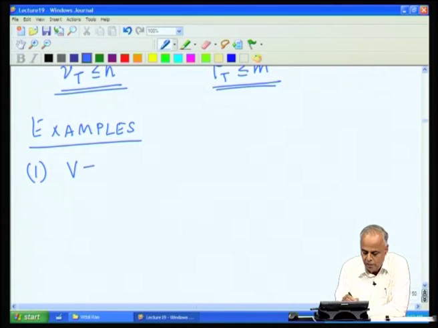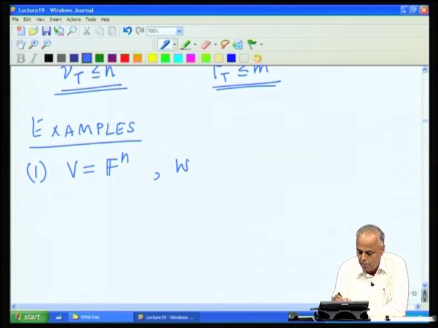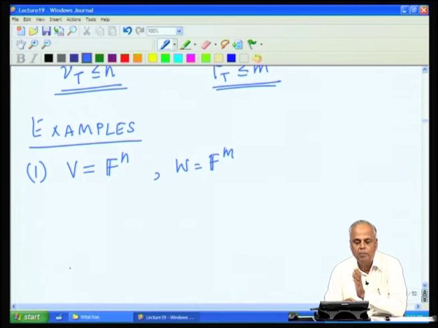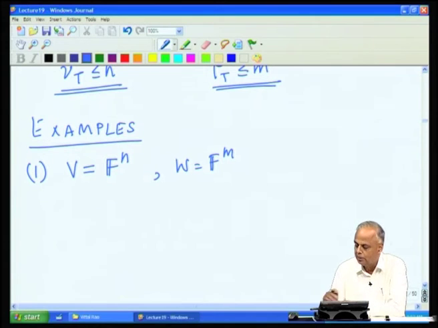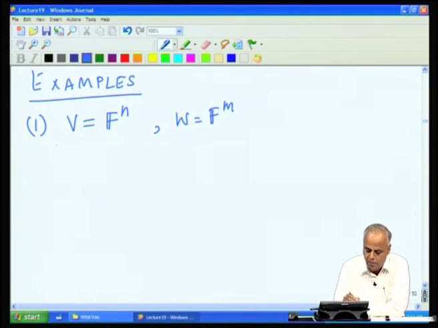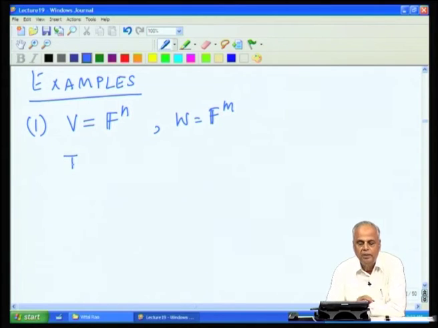Consider V to be Fn, where F is a field, and W to be Fm. So, from column vectors with n entries to column vectors with m entries. Now, we have a transformation. How did we define a transformation from V to W? In the last lecture, we saw any m by n matrix will generate a linear transformation from Fn to Fm.